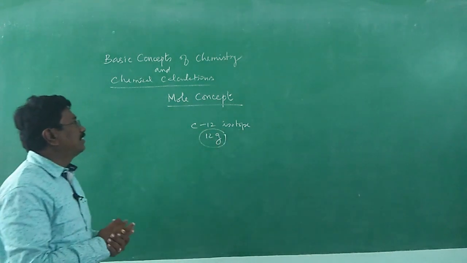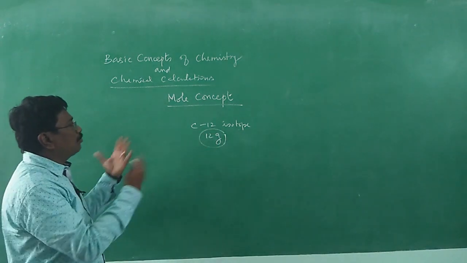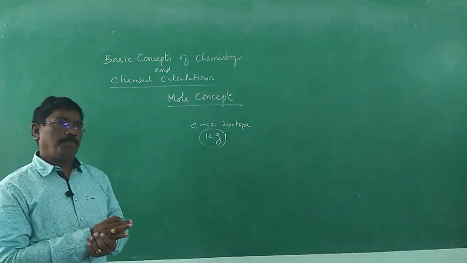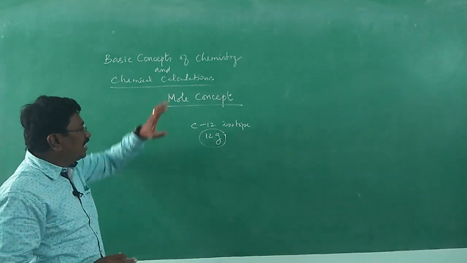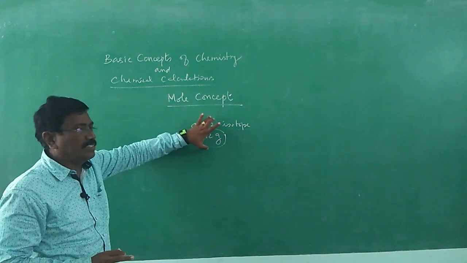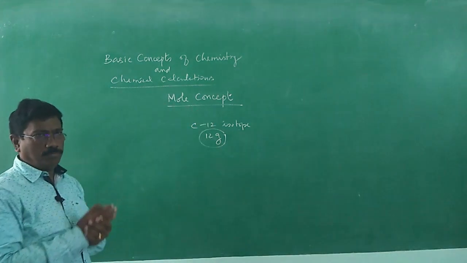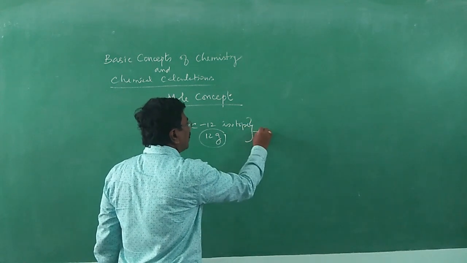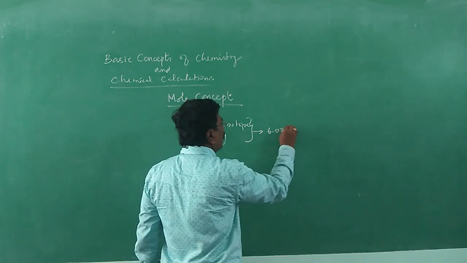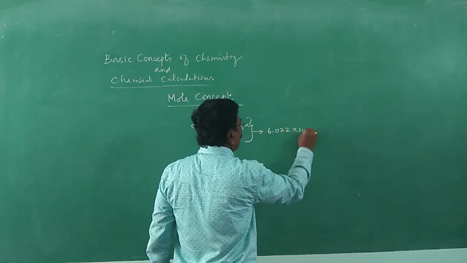In that, how many atoms are present? We may not be knowing. And any substance which contains that many particles is said to be a mole. And that many particles is later on derived as 6.022 into 10 power 23.